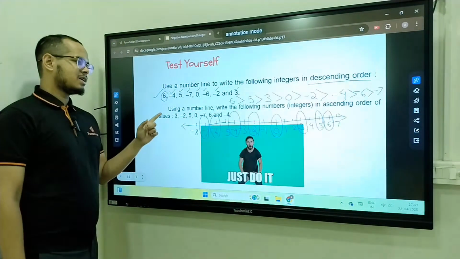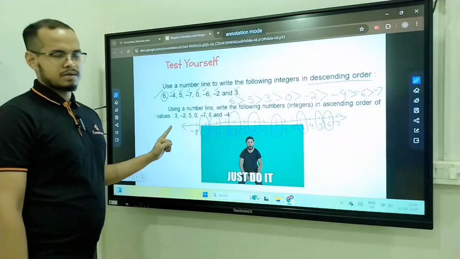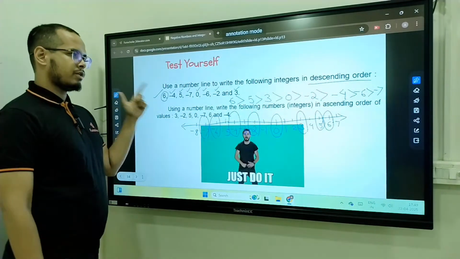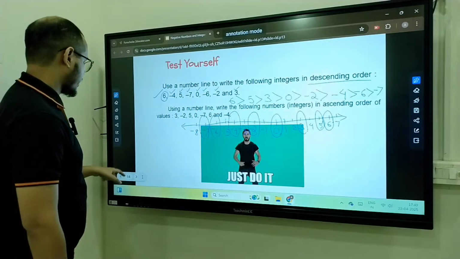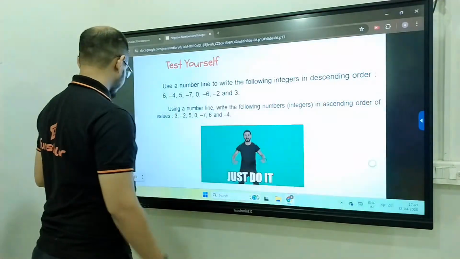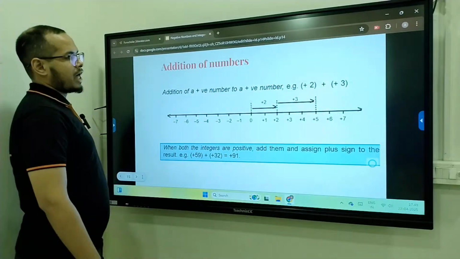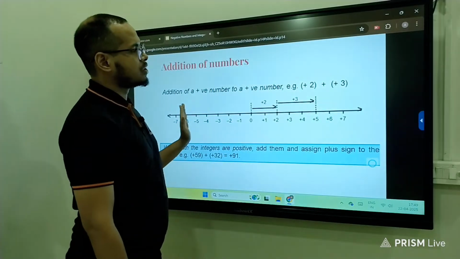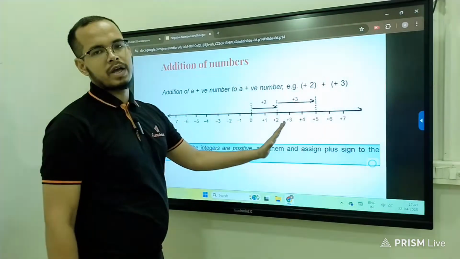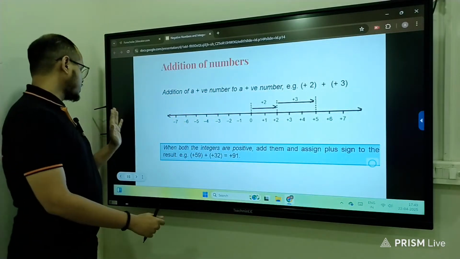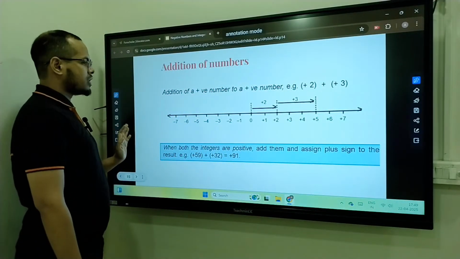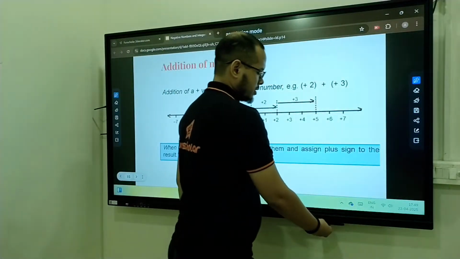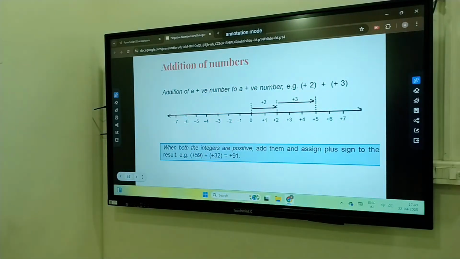Okay, now the second part, I want you to practice it, because we have already done one about ascending order and one about descending order. Now it's time for you to practice a bit. Okay, now addition of numbers. Addition of numbers is very easy. First we're going to do normal addition, then we're going to do it via number line. So let me utilize one normal addition first. I'll give you a little time to see what is written on the board. Okay, so try to do it.